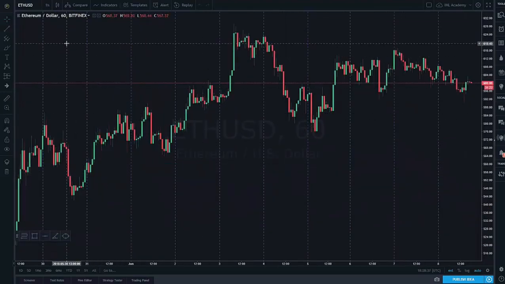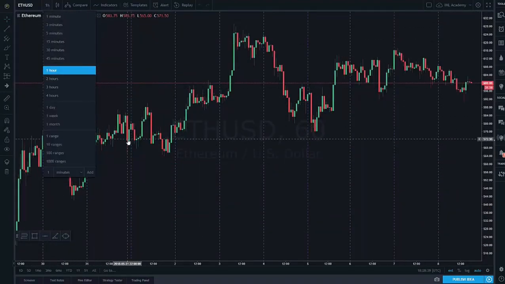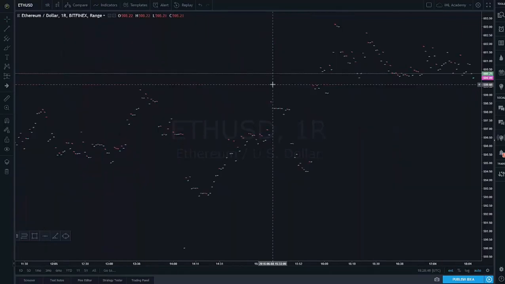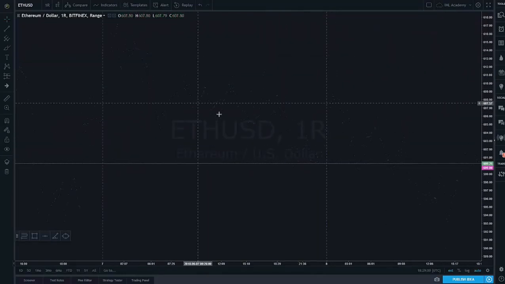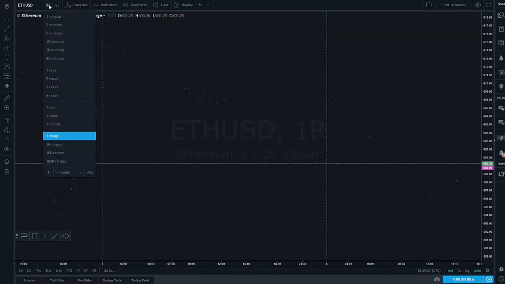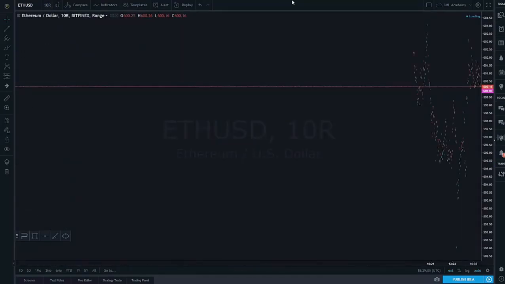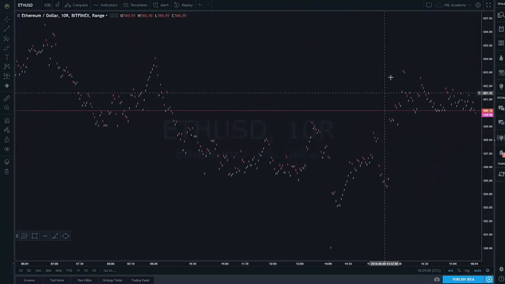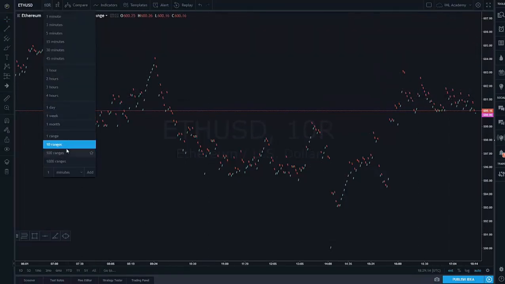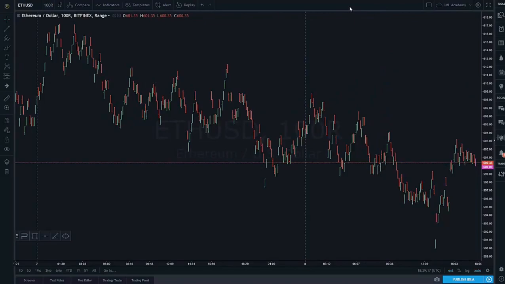There's one other chart type that we're going to take a look at, and that is the range chart. Now, on a one range, we're literally looking at the smallest of movements. With Ethereum, every time that price moves 1 cent, we're going to see a new bar get created. If we come into the 10 range, every time that price moves 10 cents, we're going to see a new bar get created.